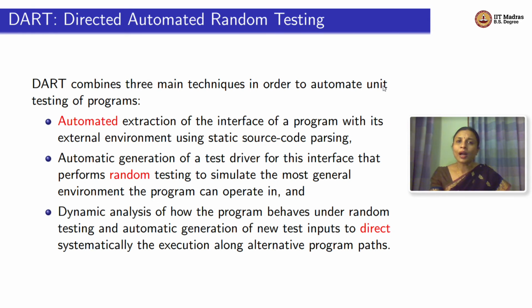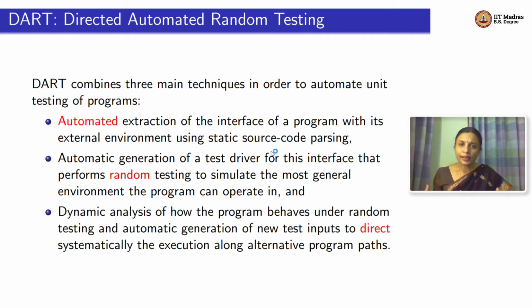So what does it do? DART is a fully automatic testing tool. Given a program, DART uses three strategies to automate testing of this program to explore different program paths. First, it extracts the interface of the program with the external environment. Don't worry about what we mean by static source code parsing. We don't have to know that. Basically, first, DART figures out what the inputs to the program are. We should be able to figure out that on our own also. Then for those inputs, it comes up with random values and writes a test driver. Remember what a test driver is? We've seen that earlier.